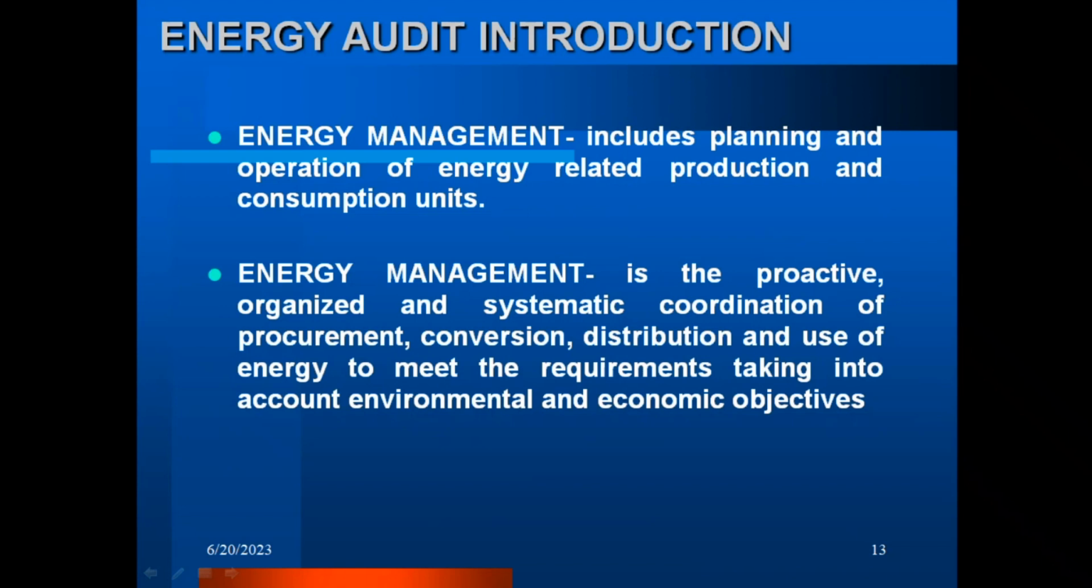If you see all the words, the first one is planning and operation. Another word that is coming is proactive. That means actively we have to involve in that one. Organized. Again the systematic coordination. If it turns out that we have no coordination among ourselves, one department has no coordination with another department, then your goal can't be achieved.